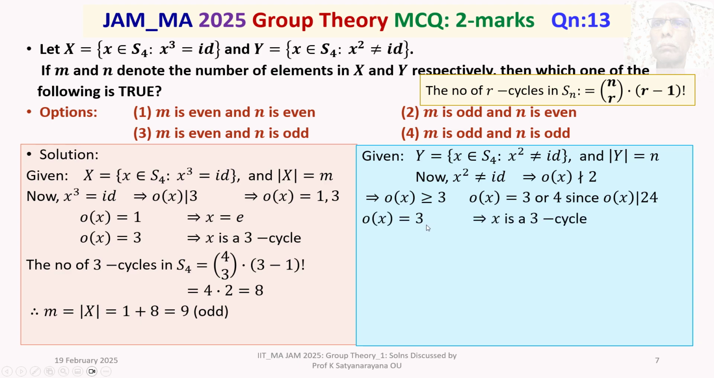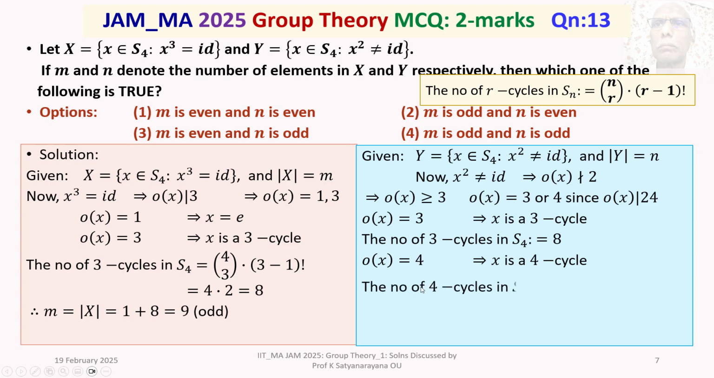Now, the order of x is equal to 3. Who are the elements whose order is 3? There are 3 cycles. How many 3 cycles are there? We have already seen in the first case. The number of 3 cycles in S4 is 8. We have already computed that. And the order of x is equal to 4 means x is a 4 cycle. How many 4 cycles are there? Use this formula. The number of 4 cycles in S4 is 4C4 into (4 minus 1) factorial. That is 3 factorial, that is 6.